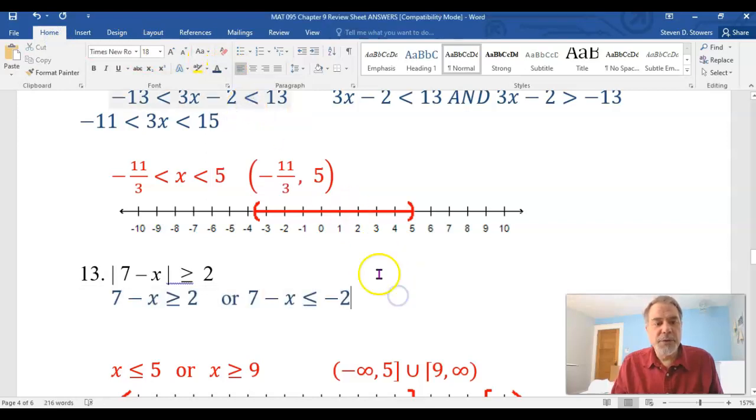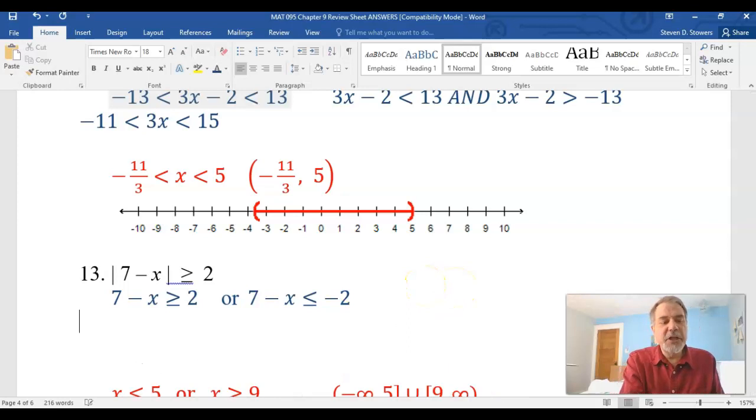So notice how that works. The first part looks exactly like this without the absolute value bar. 7 minus x could be greater than or equal to 2. Then we have the word or, and then we have the same expression, 7 minus x, but the inequality is pointed around. It's less than or equal to -2. Notice these are going opposite directions. You can be either a really big positive number that's bigger than or equal to +2, or you can be a really negative number that is less than or equal to -2.